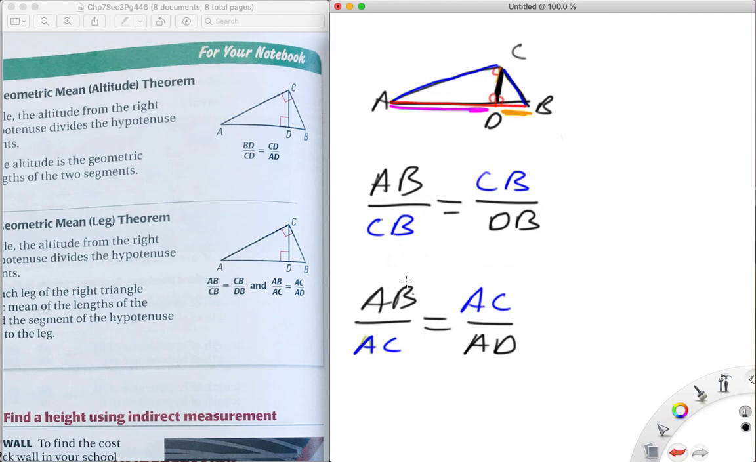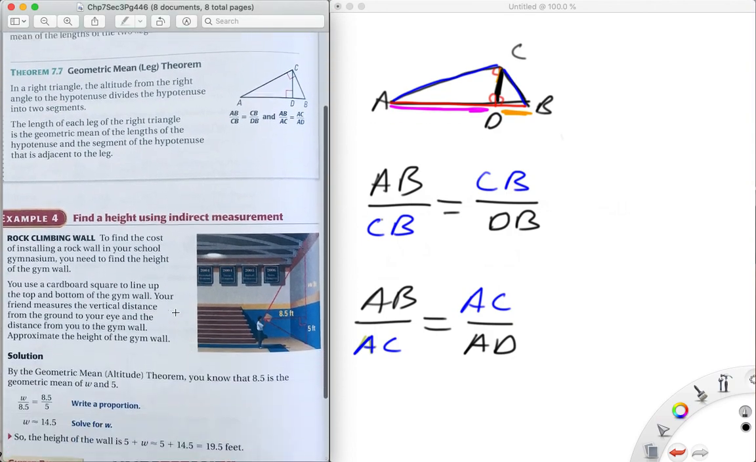Hypotenuse of the overall triangle over the hypotenuse of the medium, which is also the same thing as the long leg of the overall triangle over the long leg of the medium, or the side that it touches. So that's how I think about it.